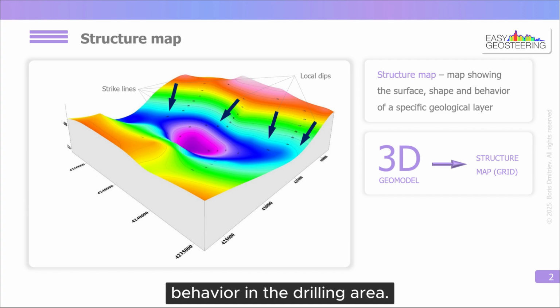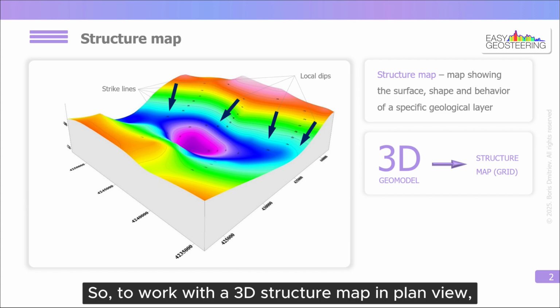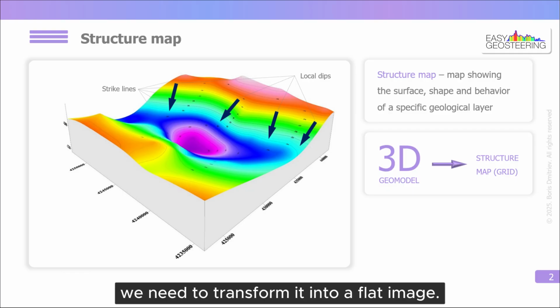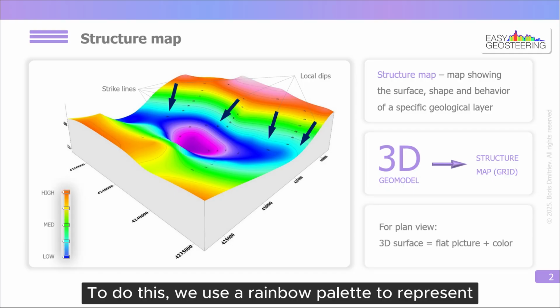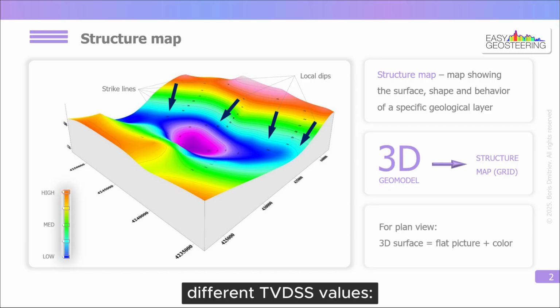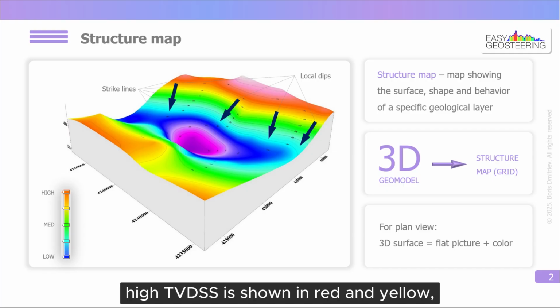in the drilling area. So, to work with a 3D structure map in plan view, we need to transform it into a flat image. To do this, we use a rainbow palette to represent different TVDSS values. High TVDSS is shown in red and yellow, medium in green, and low in blue.